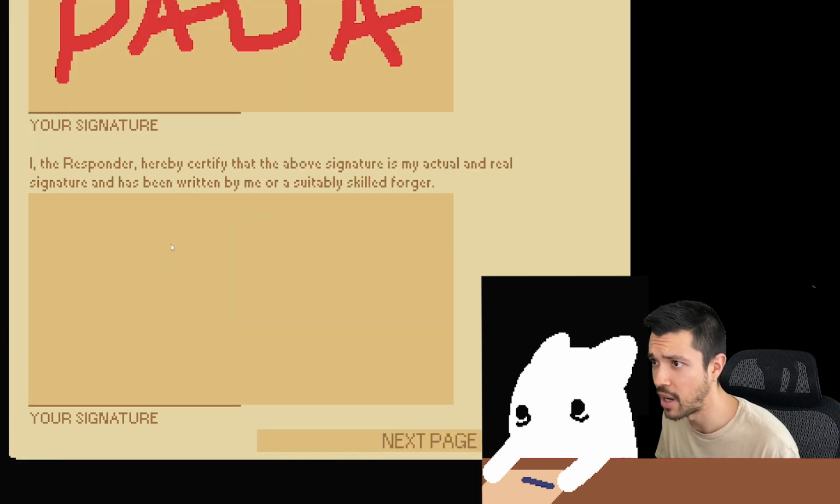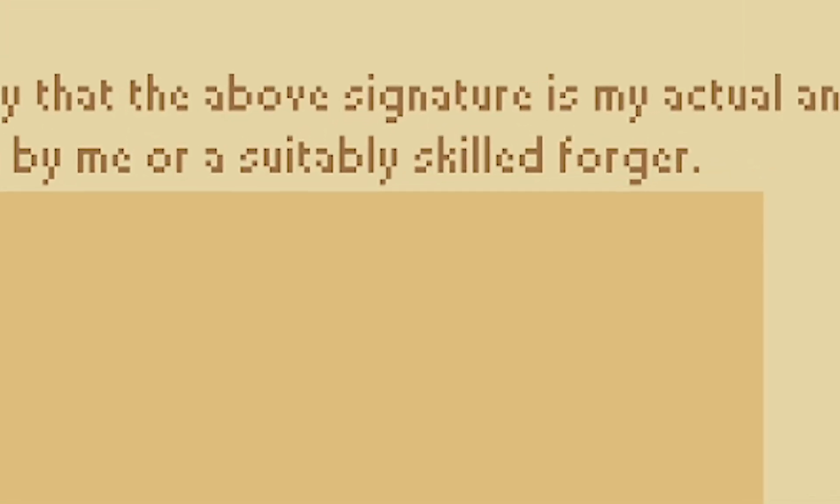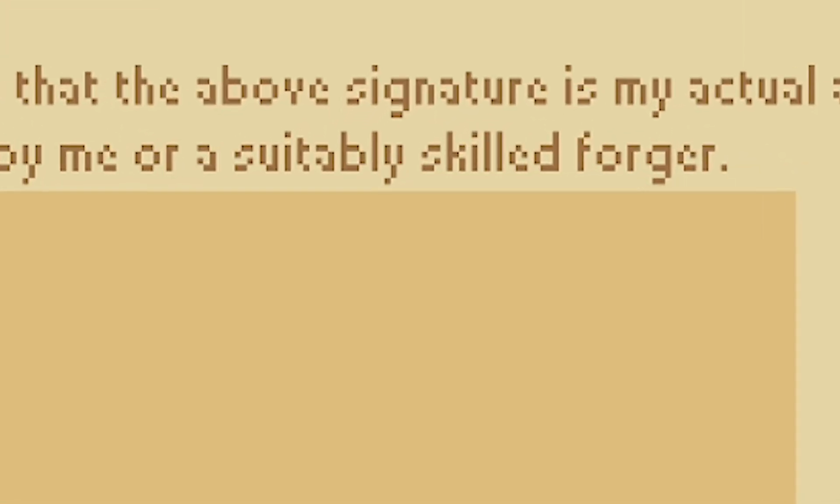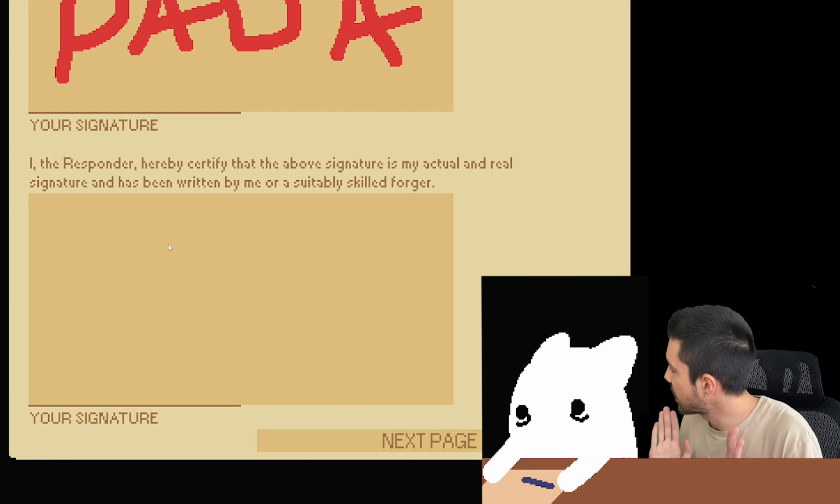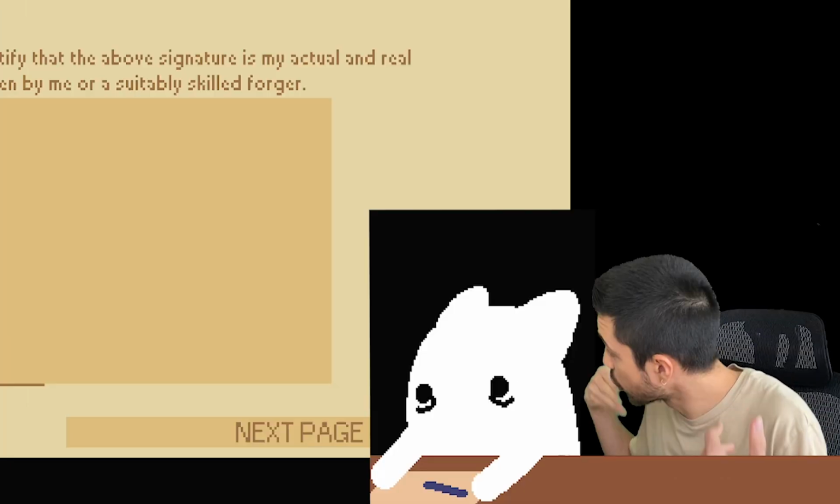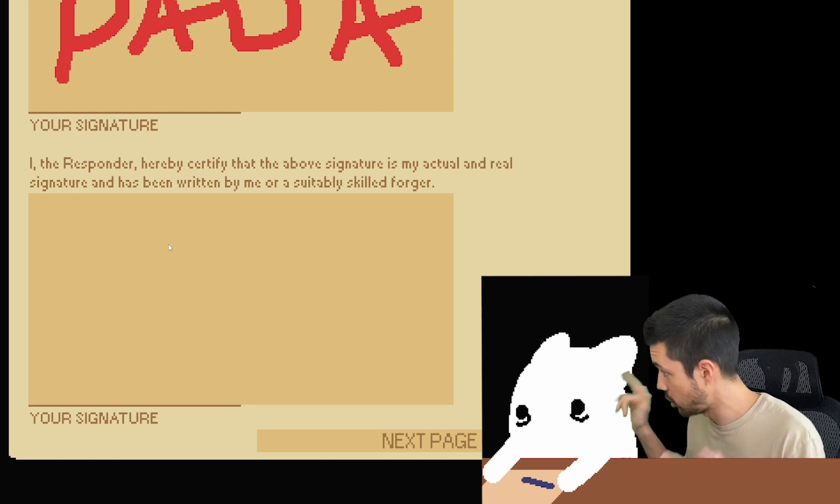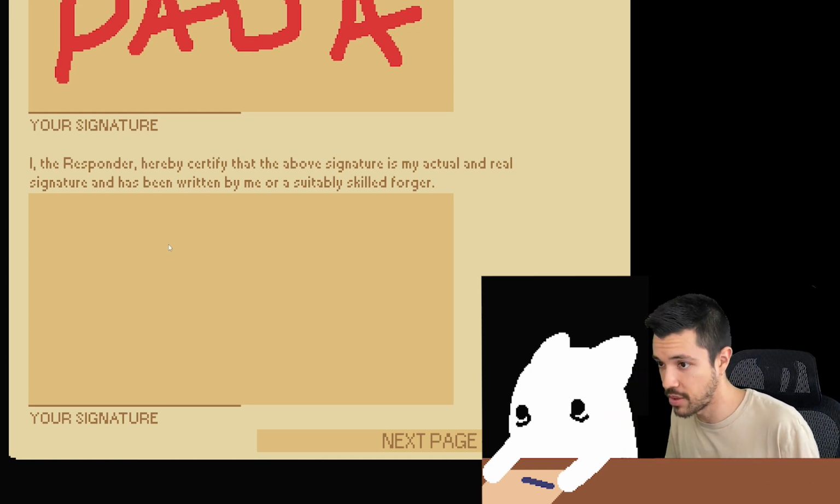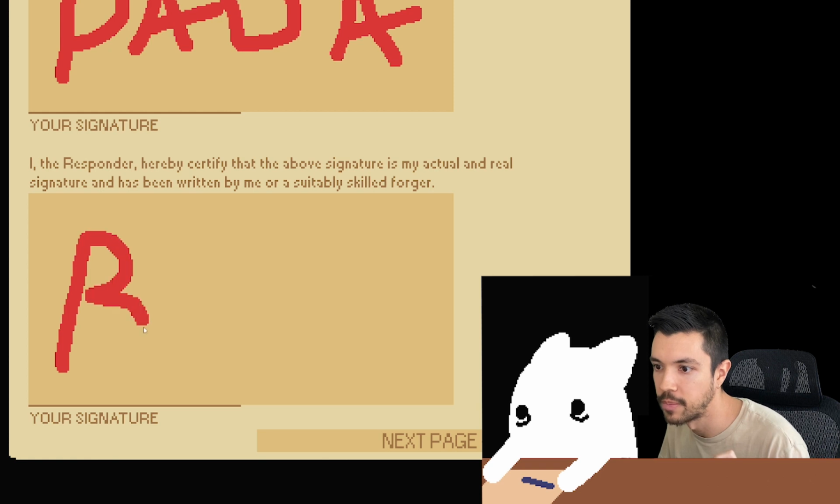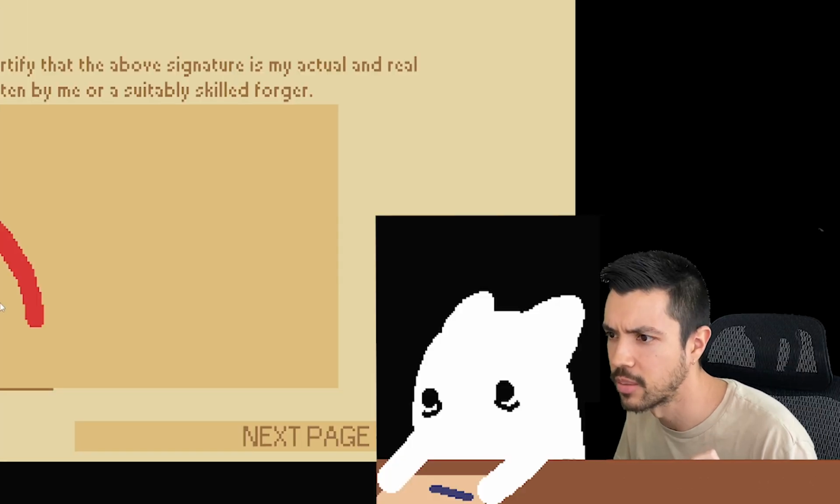I, the responder, hereby certify that the above signature is my actual and real signature and has been written by me or a suitably skilled forger. Okay, listen, I'm not forging any of your signatures here. You're sitting here with me. I'm just writing it because I want to make sure that you get through your tax forms. I will write in your signature again.